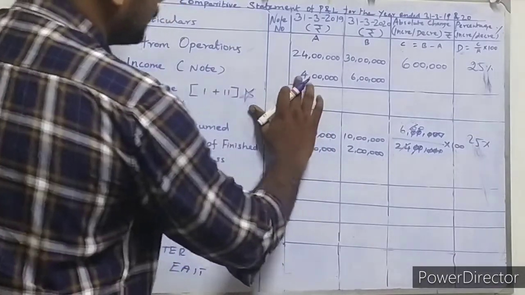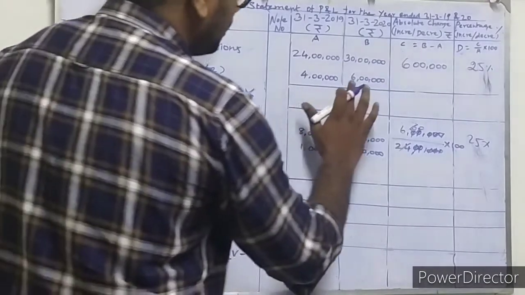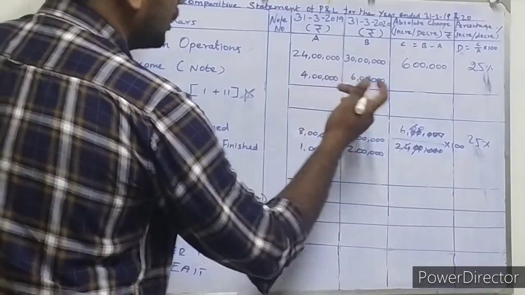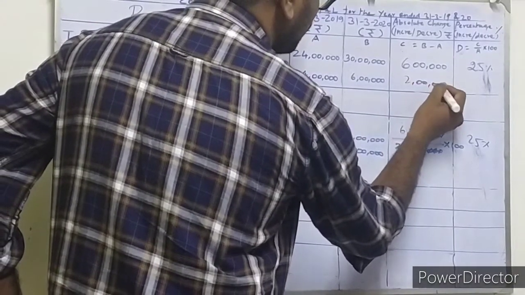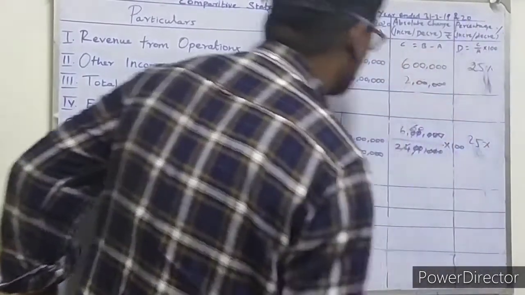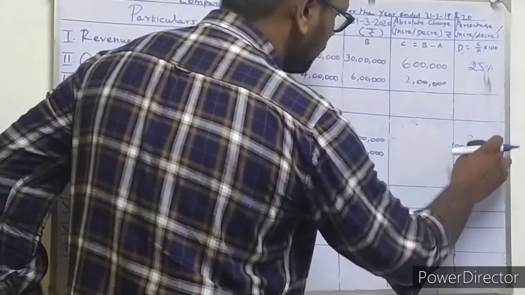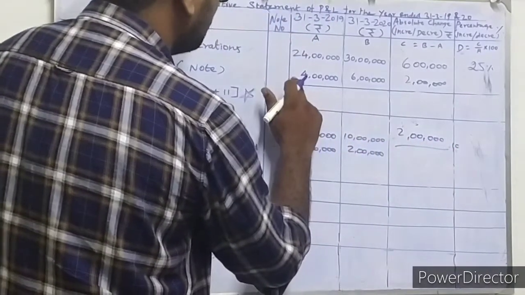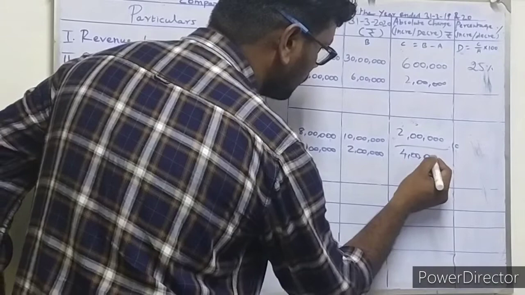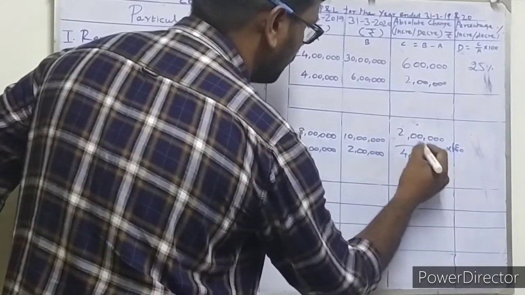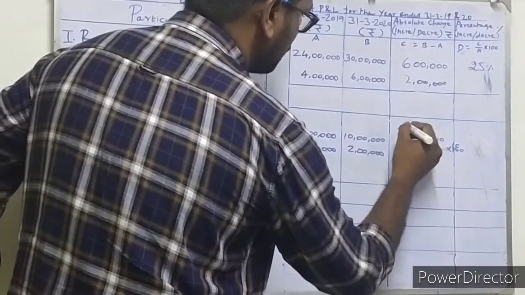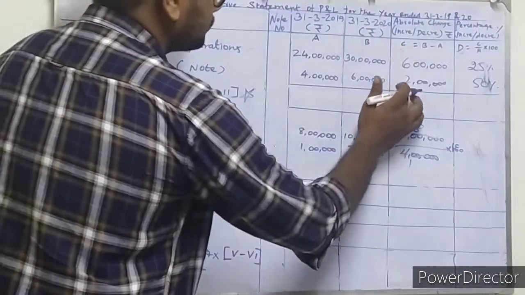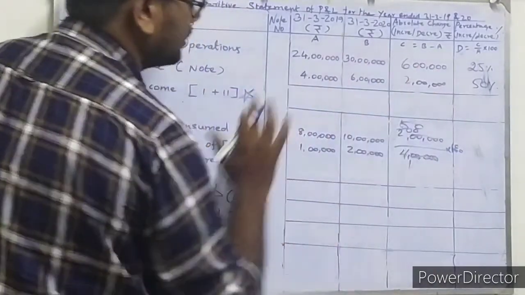Other income. Other income is 4 lakh rupees for previous year, 6 lakh rupees for current year. So I am going to execute this formula. How many lakhs are increased compared with the previous year? 6 lakh minus 4 lakh, 2 lakh rupees I am getting. 2 lakh rupees is the absolute change, isn't it? So 2 lakh rupees divided by base year, 4 lakh rupees, into 100. So I am going to strike out, 1 4s are 4, 50, isn't it? 50% is increased compared with the previous year. 50% of income is increased in this year, isn't it?